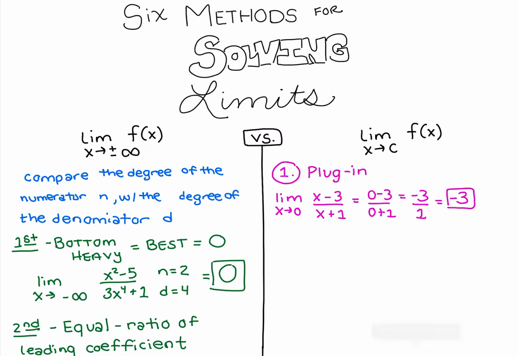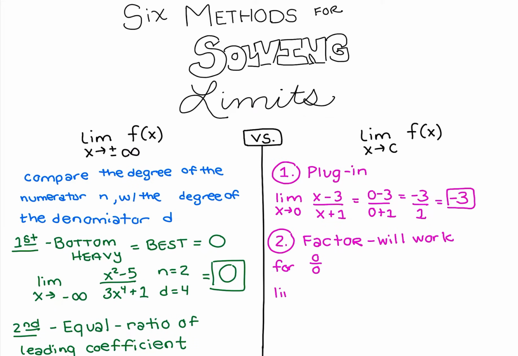But if you plug in and you get dividing by 0, you're going to try to factor next. See if anything can cancel out. So factor, and this will work for 0 over 0 cases. So dividing by 0 is what indicates that you need to factor, and factoring should work if you have 0 over 0 as you plug in.